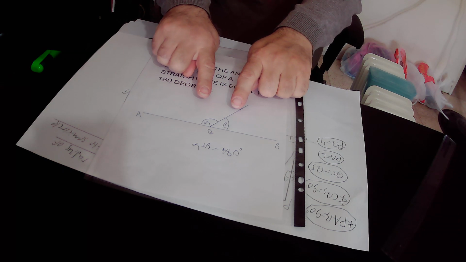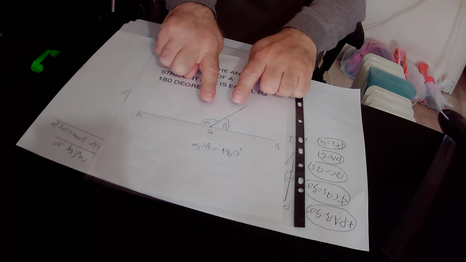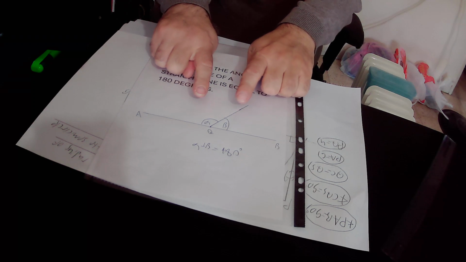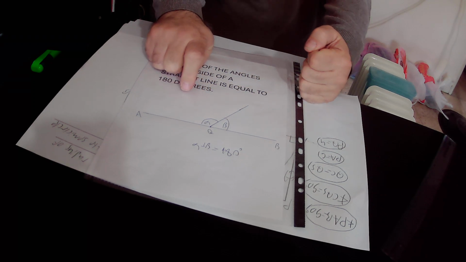So which angles do we have at the upper side of AB at point Q? We have this angle alpha and beta. So alpha plus beta in total must be equal to 180 degrees according to rule number 3.